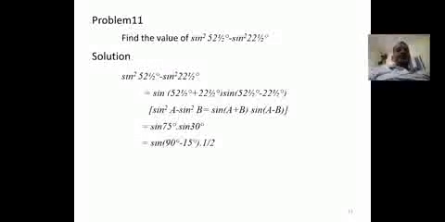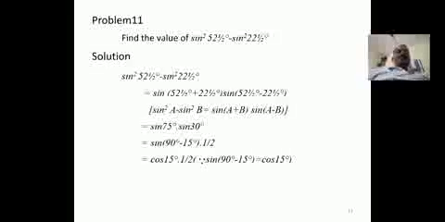Here sine 75 degrees is root 3 plus 1 by 2 root 2, or you can write sine of 90 minus 15. Sine 30 is 1 by 2. This cos 15 value is root 3 plus 1 by 2 root 2. So root 3 plus 1 by 4 root 2 is the required result of this problem.